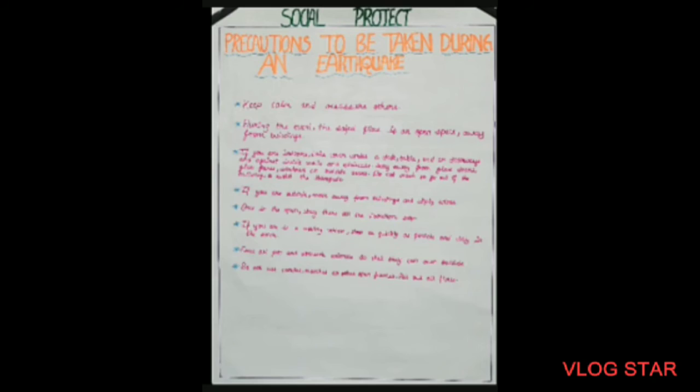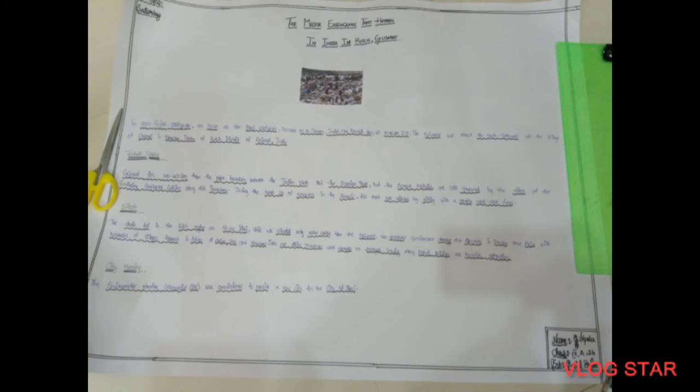Do not rush to go out of the building. If you are outside, move away from buildings and electric wires. Once in the open, stay there till the vibration stops. If you are in a moving vehicle, stop as quickly as possible and stay in the vehicle. Free all pets and domestic animals so that they can run outside. Do not use candles, matches, or other open flames. Put out all the fires.